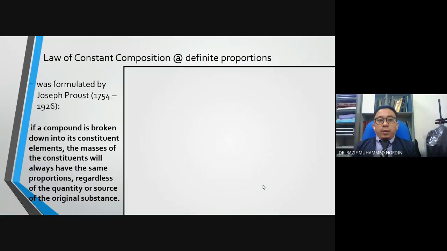Next, constant composition or definite proportion, formulated by Joseph Proust, whereby it said that if a compound is broken down into its constituent elements, the masses of the constituents will always have the same proportion regardless of the quantity or source of the original substance.